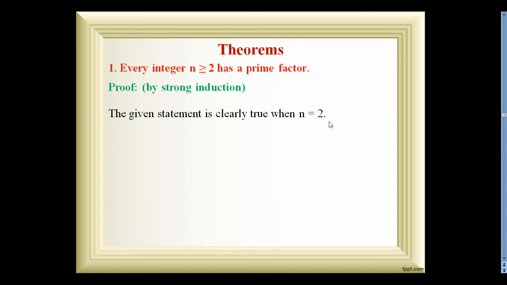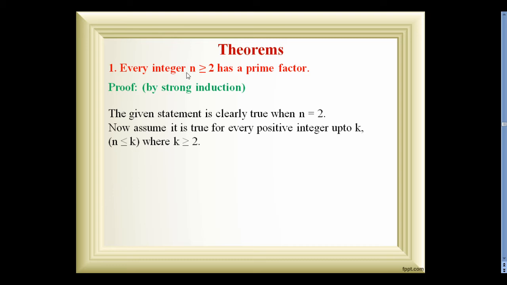The given statement is clearly true when n equals 2. Now assume it is true for every positive integer up to k. Every integer n greater than or equal to 2 has a prime factor, so n equal to 2 has a prime factor. This is clearly true for n equal to 2; just 2 already it is true. Now we are taking some positive integers up to k, where n must be less than or equal to k, where k is always greater than or equal to 2.